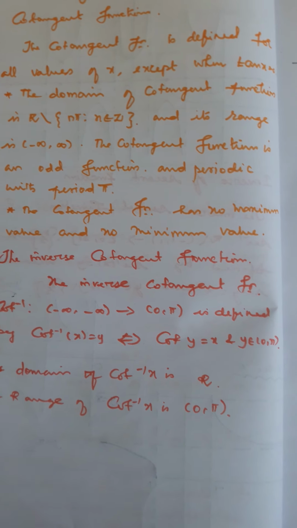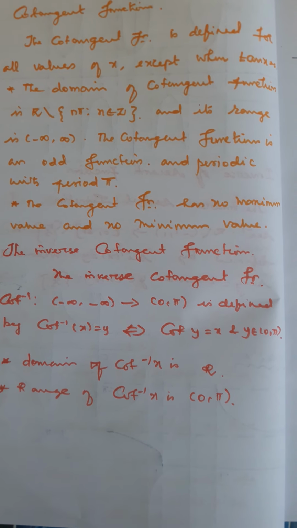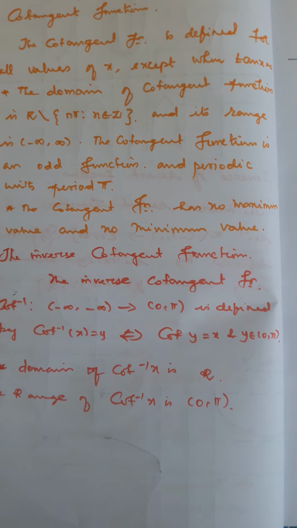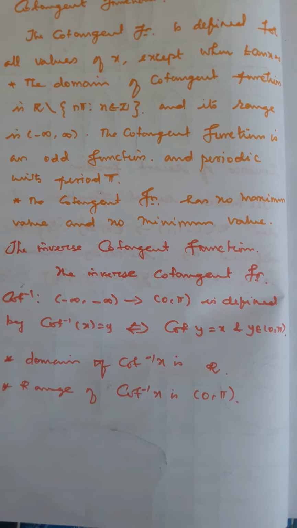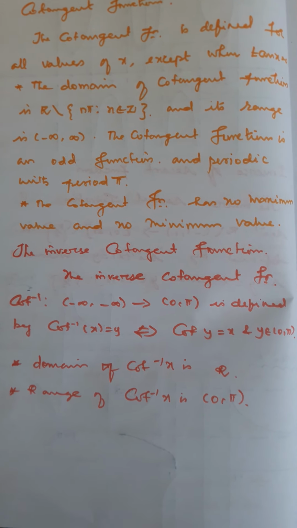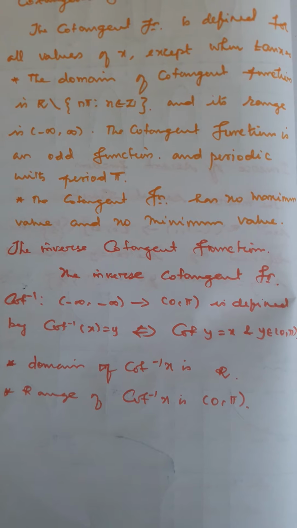And the inverse cot function is defined for cot inverse of x equal to y. That implies, if and only if cot y equal to x, then cot inverse x is defined. And the domain of cot inverse x is R and the range of cot inverse x is 0 comma pi, right? Now you come to the diagram.